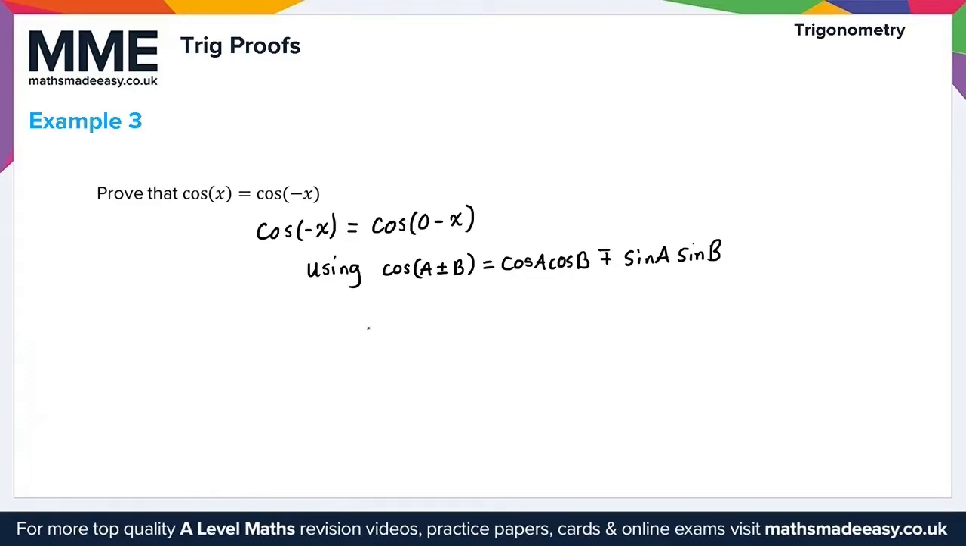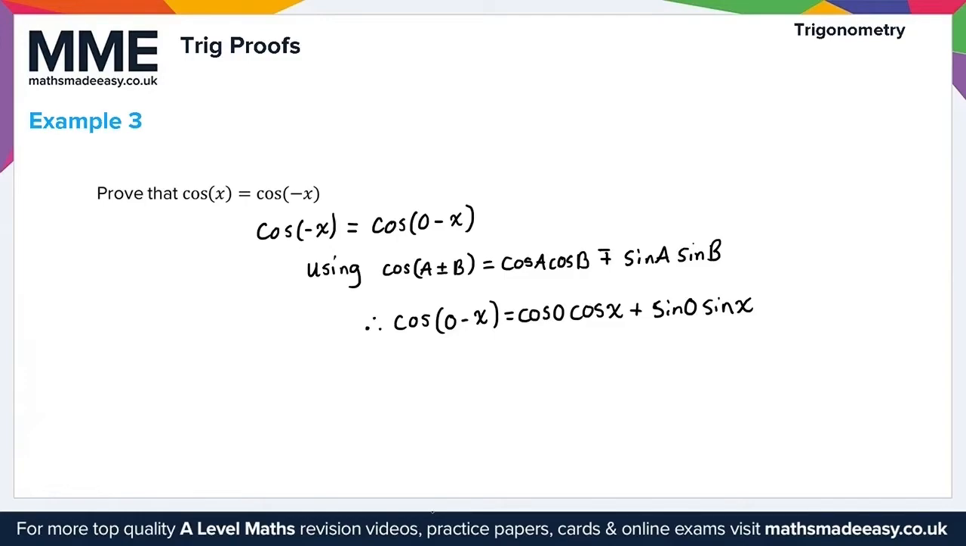So therefore, cos of 0 minus x will simply be written as cos of 0 times cos of x. In this case, as we're minusing here in cos of 0 minus x, we're going to be adding here. Okay, we correspond the symbols here, so that's minus, means we're going to plus here. And that's going to be sine of 0 times the sine of x.